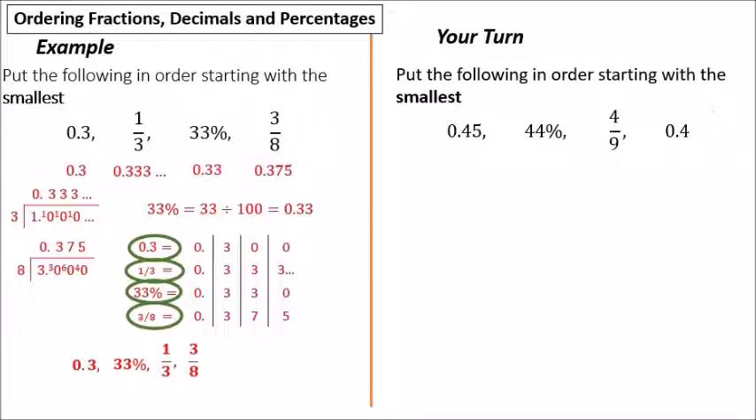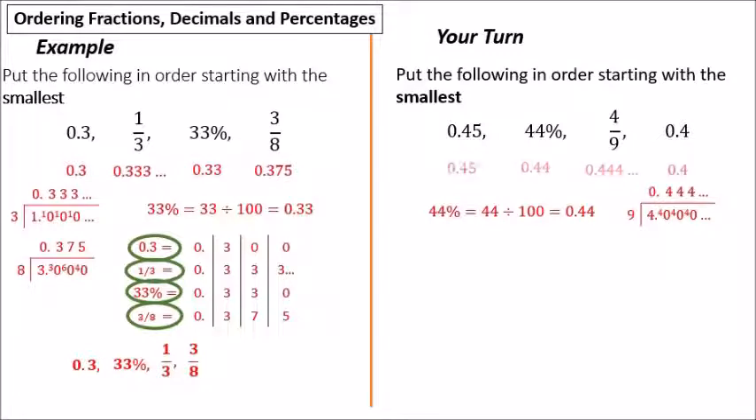So to go through these, we have 0.45, which is already a decimal. We have 44%, which can be converted to a decimal by dividing 44 by 100. We have 4/9, which we can do the bus stop method for. 4 divided by 9, which gets us 0.444, and it carries on, so 0.4 recurring. And then finally we have 0.4, which is already a decimal.